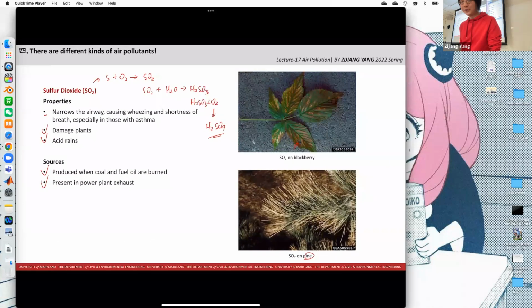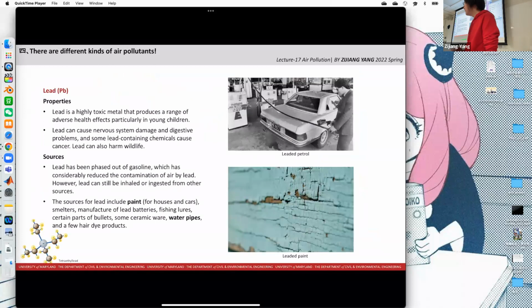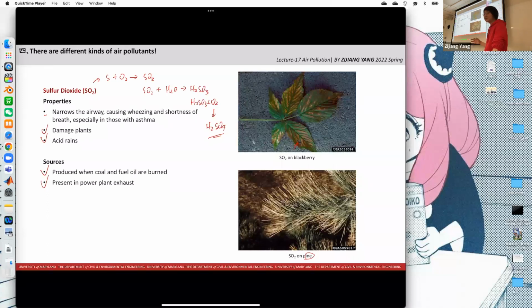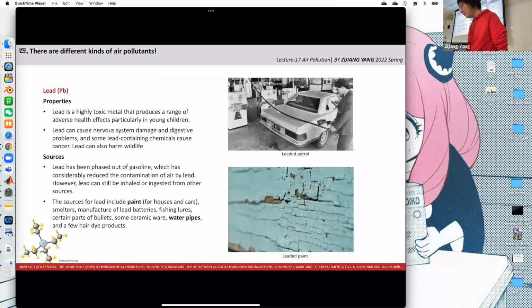So far, do you guys have any questions? I didn't find ground level or atmospheric sulfur dioxide data for the United States, so I didn't find the paper. But if you guys find one, you can give it to me.